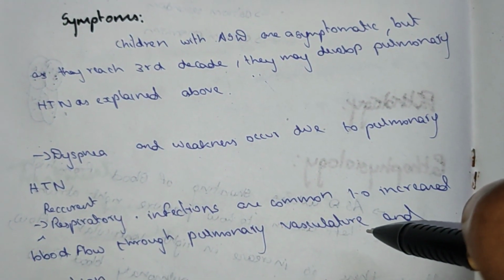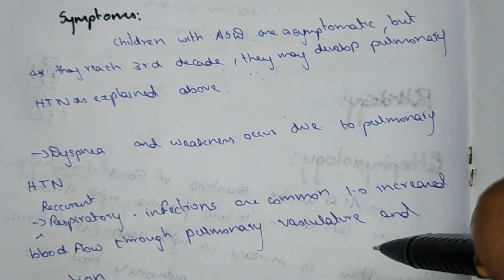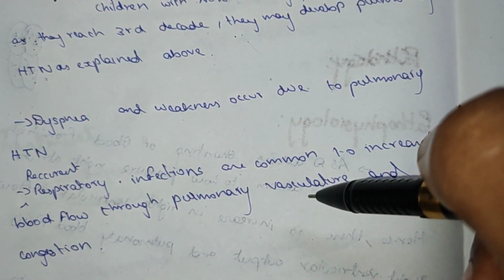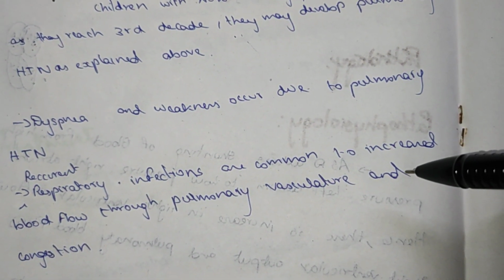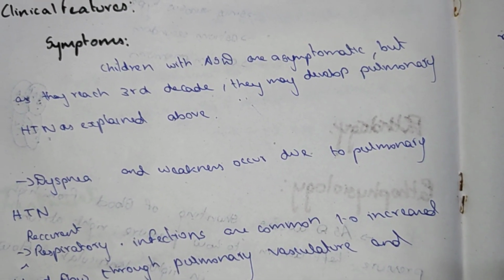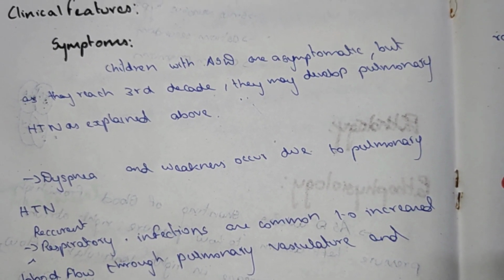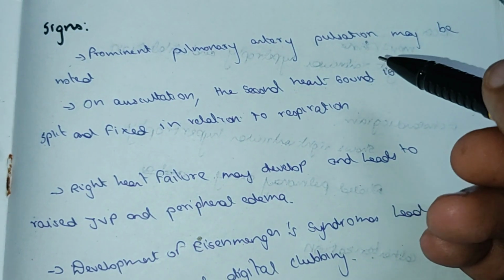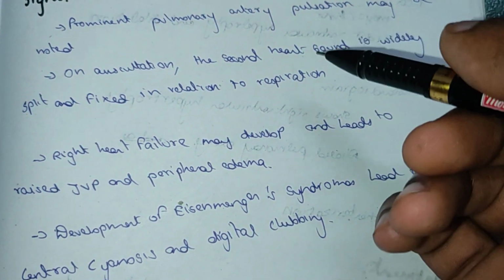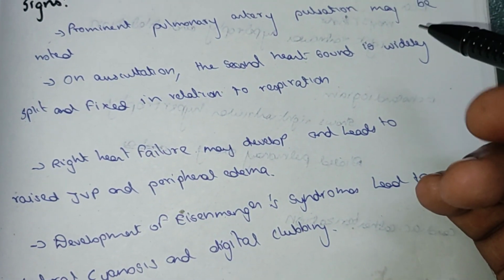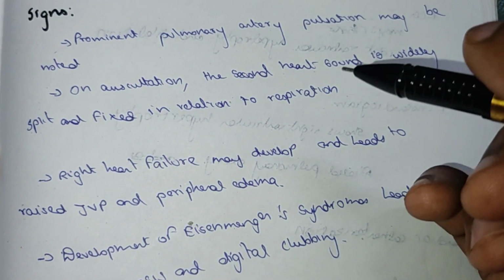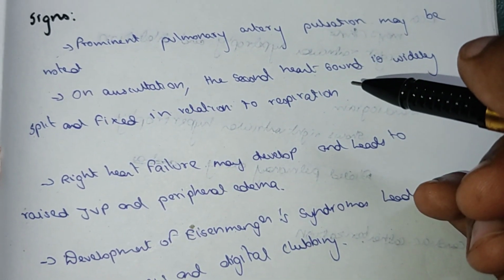Recurrent respiratory infections are common due to the increased blood flow through the pulmonary vasculature and the congestion. A prominent pulmonary artery pulsation is seen, because the blood is pumped from the left atrium to the right atrium, to the right ventricle, to the pulmonary artery. There is more blood flow to that, and pulmonary hypertension, so a prominent pulsation is seen.